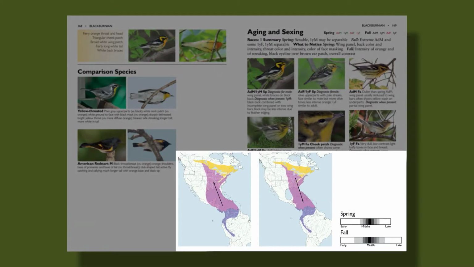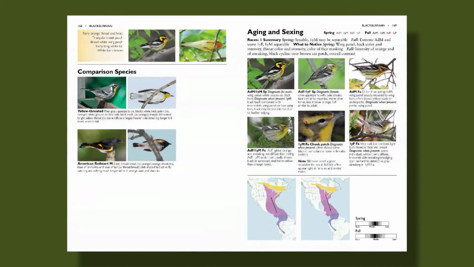Finally, we have the map section. We have either one or two maps for each species, depending on if there's a difference between spring and fall migration. The migration bar gives you general migration timing, early, middle, or late, to help give a sense of when these birds are showing up and for how long. And finally, unlike most guides, we've included South America in our maps because we think it's really valuable to see the global picture of where these birds migrate to and from.